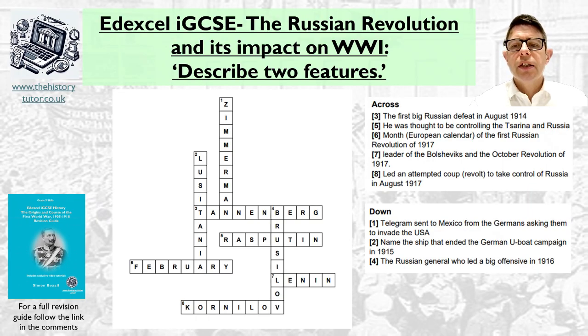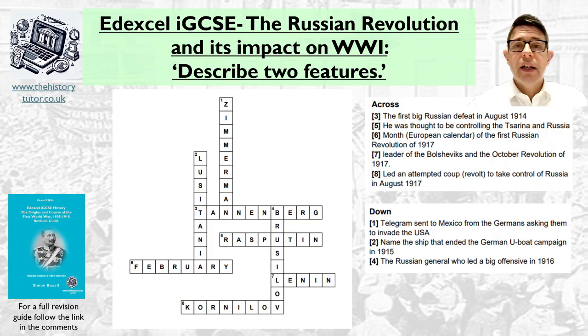Number 6, the month in the European calendar of the First Russian Revolution, 1917. That's February. So strikes developed. People were unhappy at food costs, and they rose up and removed the Tsar, and the provisional government took over. However, the provisional government did carry on fighting the war. Number 7, leader of the Bolsheviks in the October Revolution. That's Lenin, of course.